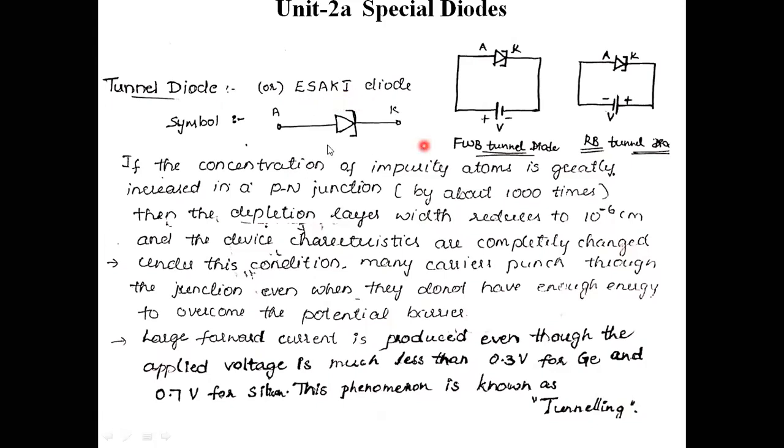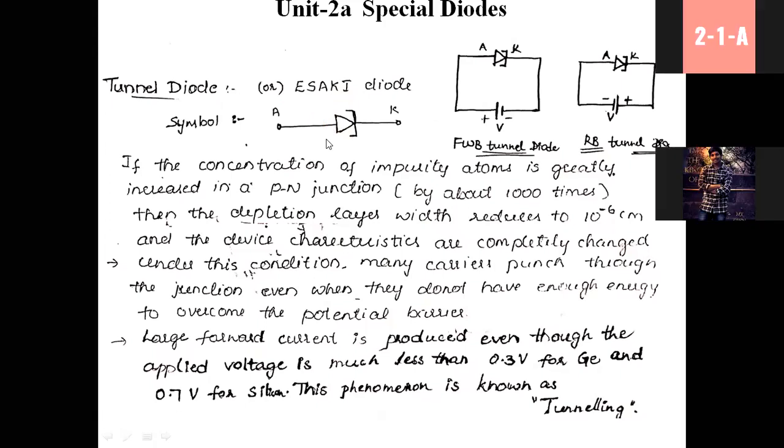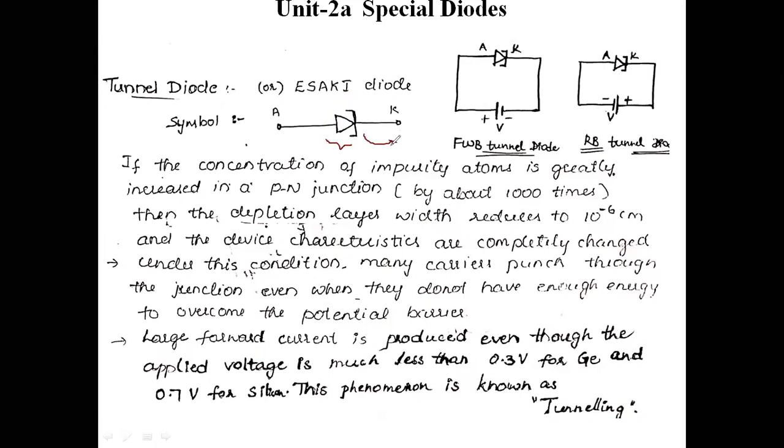Here is the symbol for this tunnel diode. The anode terminal is as it is, the arrowhead as it is on the anode terminal, whereas the cathode terminal is T shaped. It is just giving the shape of T. This T indicates tunnel.